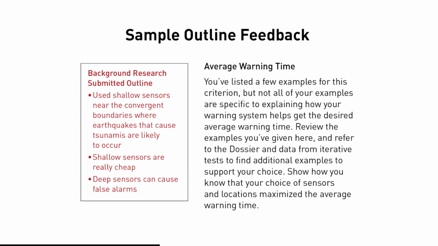Is there evidence specific to the criterion of warning time? No, there's some extra information that is not needed. The examples about cost or false alarms need another example that is specific about warning time. Are there other suggestions for improvement? There is a reminder to use the dossier and Tsunami Alert tests looking for things specific to how the type of sensor and location affected warning time.